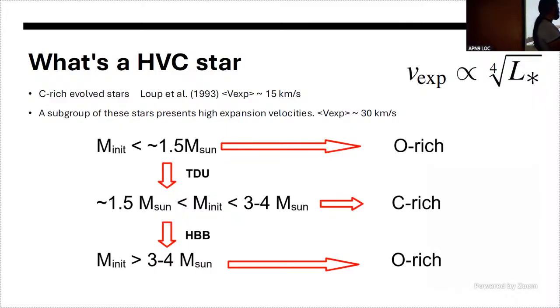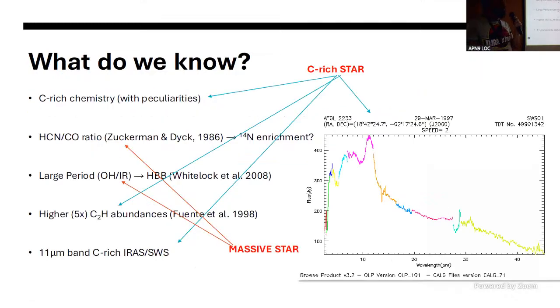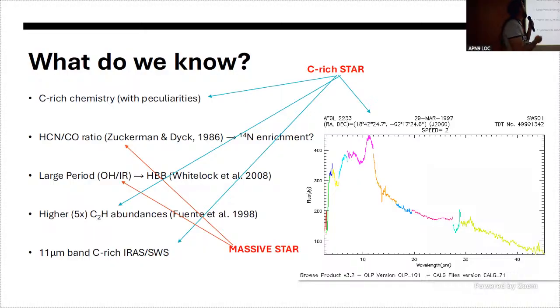So these objects should be oxygen-rich stars, right? Which they are not. So what do we know about these objects? Well, we know some things. They present a mixture of properties. They have a carbon-rich chemistry, as we will see now, but it was already observed with ISO. You see features that are clearly related with carbon features.